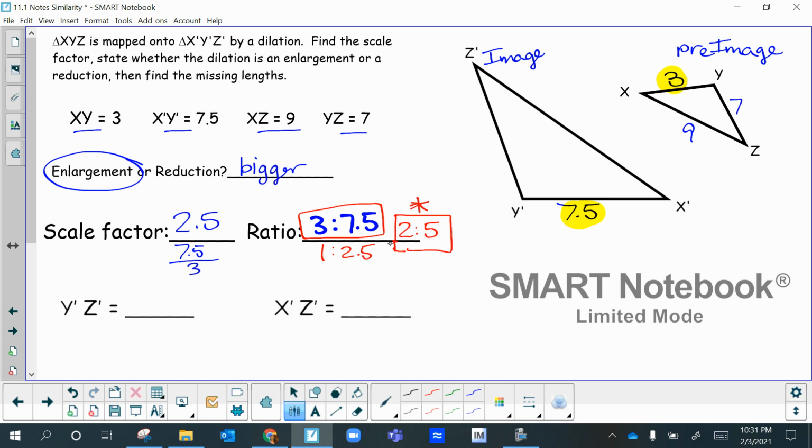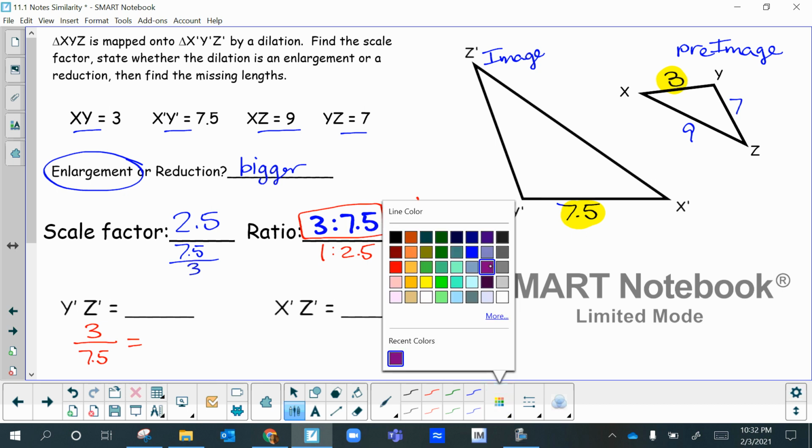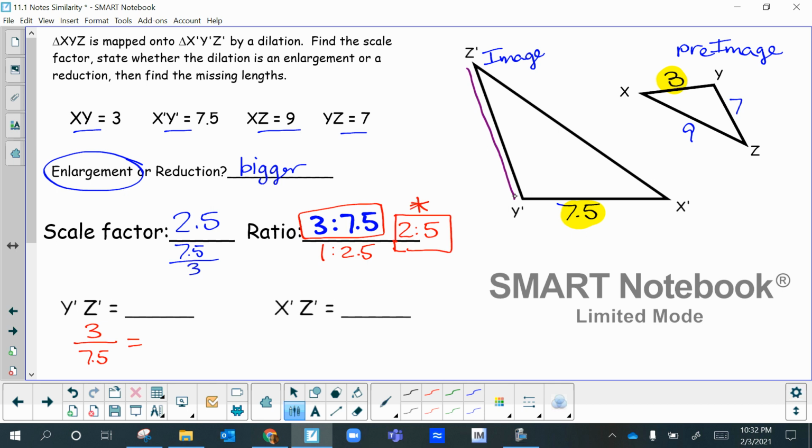All right, so now to figure out Y prime, Z prime, we want to go ahead and set up a proportion. So to figure out this one over here, again, I'm going to use my main one. So 3 is to 7.5 as, if we're trying to solve for this one, Y prime, Z prime, let's use some color here. That's this side over here. That one is corresponding with this one here. See that? So we're going to say 7 is to Y prime, Z prime. Does everybody see how that is set up?